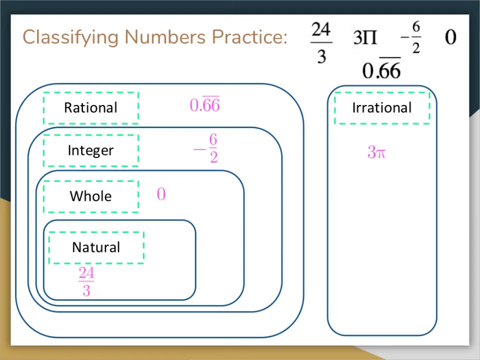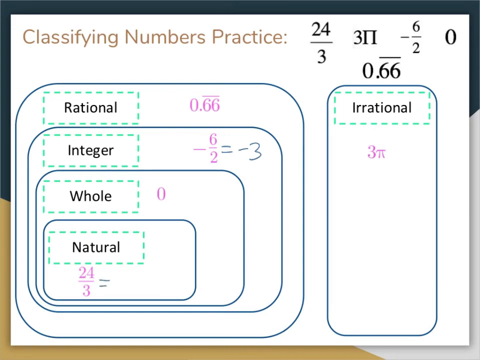The next number I've got there is negative 6 halves, so I'm going to have to reduce that. 6 divided by 2 is going to leave me with negative 3, and negative 3 is an integer. It doesn't have a decimal, doesn't have a fraction. It is negative, however, so that's going to leave it as an integer. 0 is the only whole number that is not anything else. It is an integer, it is rational because it is whole, however, it is not a natural number, so that's our 0 there. Then we've got 24 divided by 3.